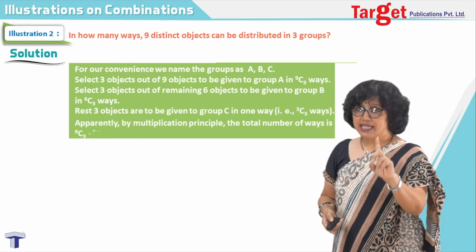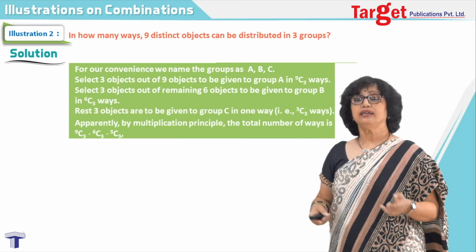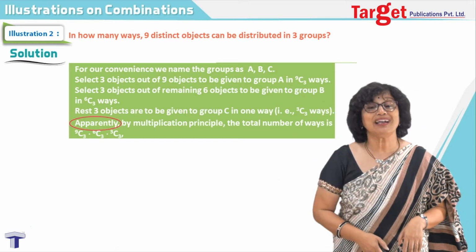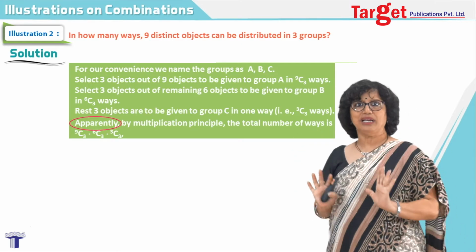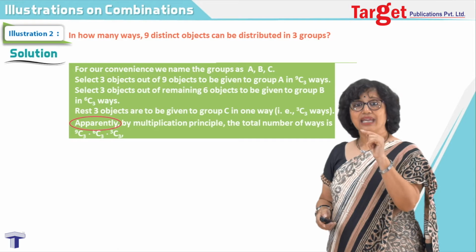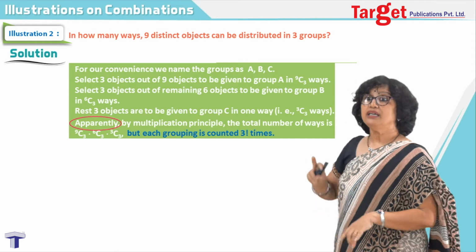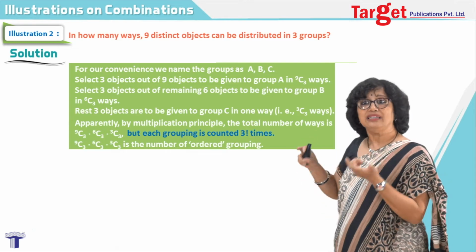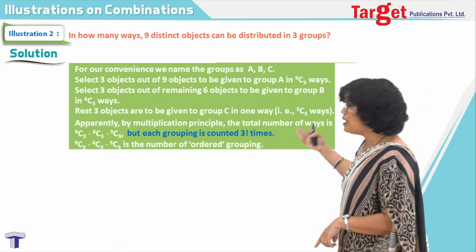So initially I say that I can use the multiplication principle and my required number seems to be 9C3 into 6C3 into 3C3. And I have written there the word apparently. Apparently, initially in your thoughts, you may think that, okay, I need to multiply all of them. But the thing is, rethink. Am I taking repetitive cases? Yes, we are taking repetitive cases because each grouping is counted 3 factorial times. Now, how do we fix it? My answer is not 9C3 into 6C3 into 3C3.